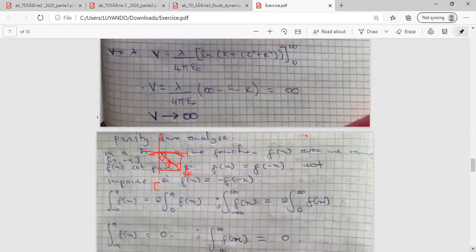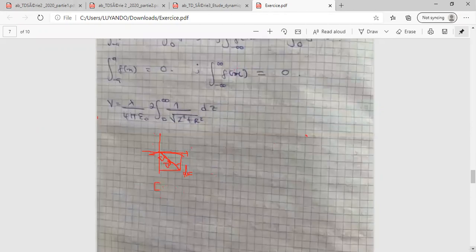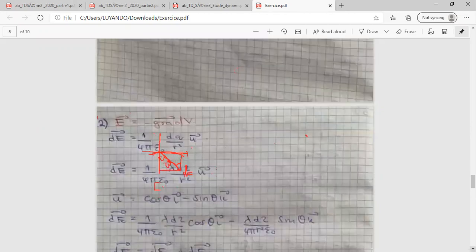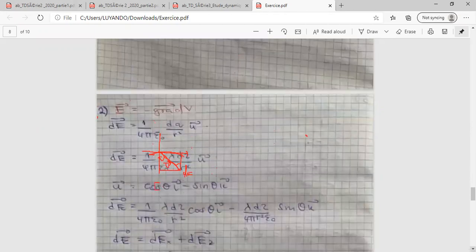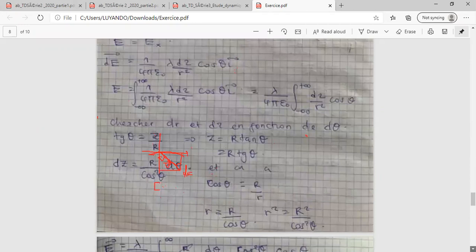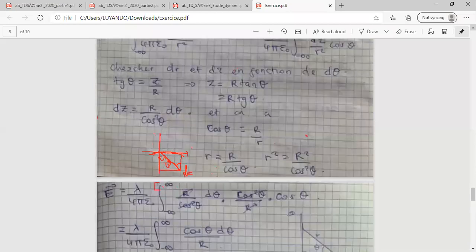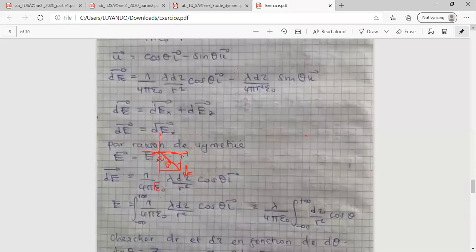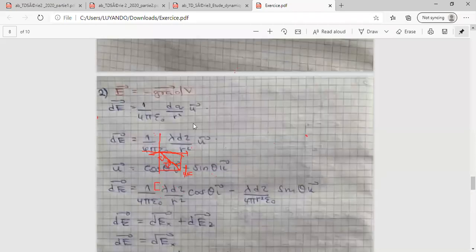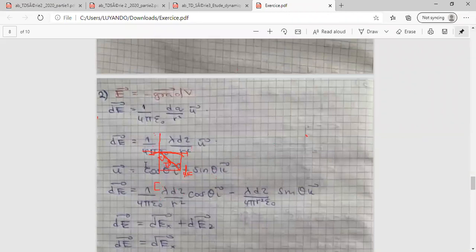I go back to my expression. Where is it? Okay, I think I missed it. Okay, yeah, so I have this drawing right here. So I established that this is not my theta.